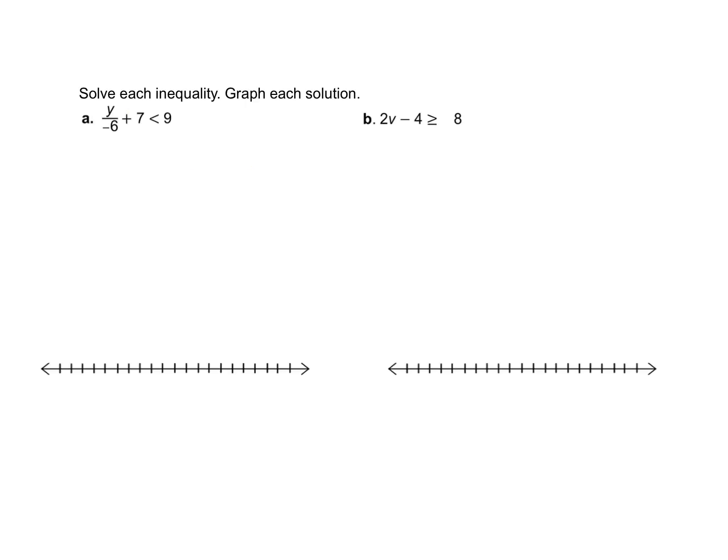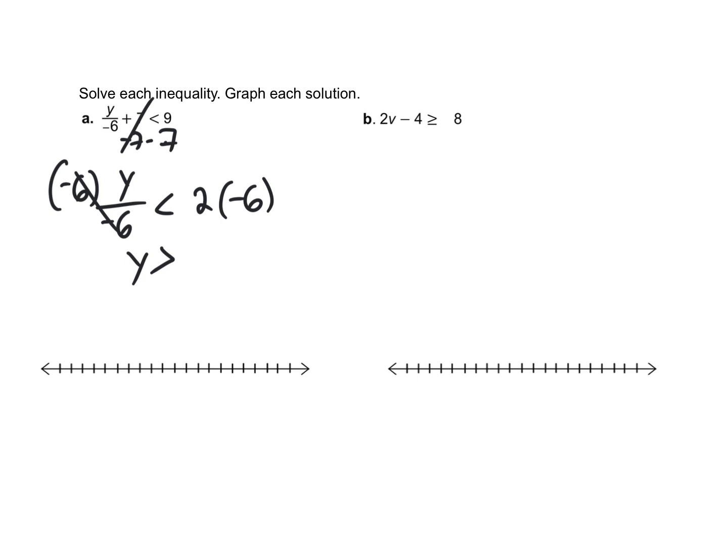So to do number A, or letter A, at first we're going to have to subtract 7 on both sides, and we're left with y over negative 6 is less than 2. Afterwards, I multiply by negative 6. Again, because we're multiplying by a negative number, the sign flips and we get y is greater than negative 12. So I'm just going to plop in some numbers. It's going to be an open circle, and it's going to look right.